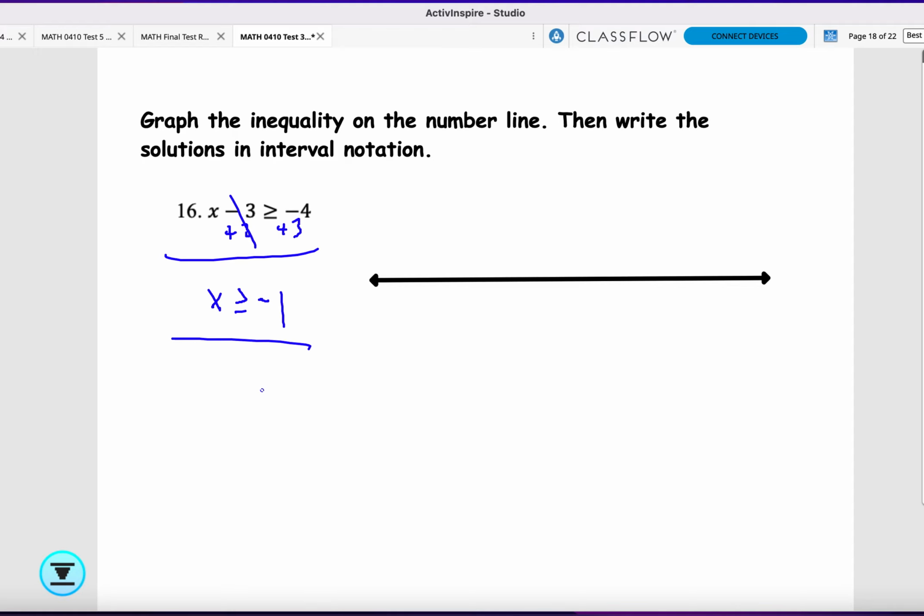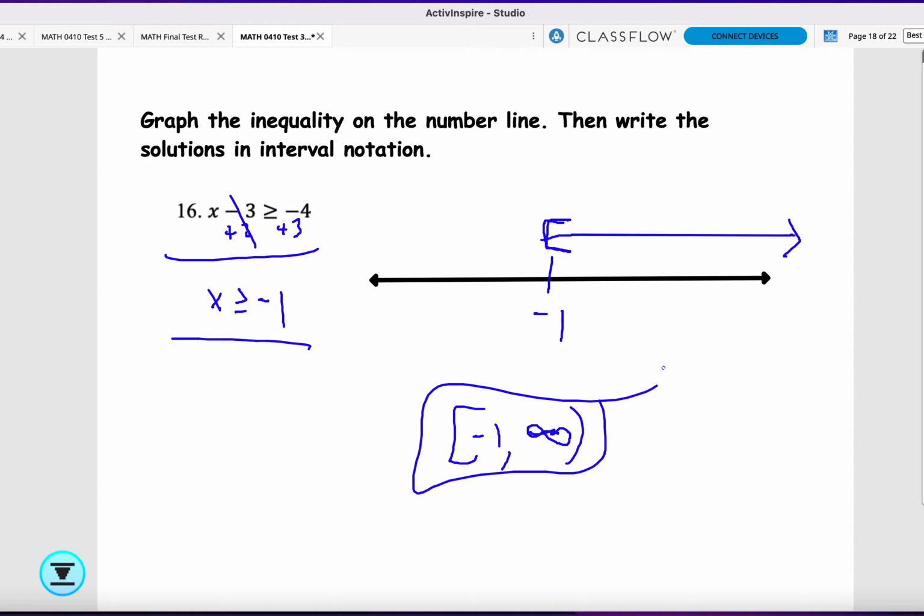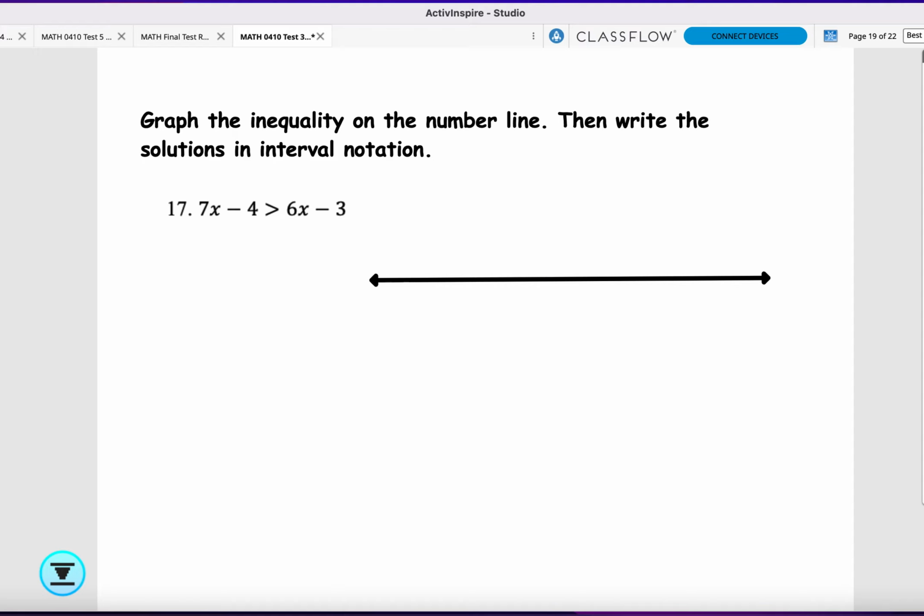So we want to graph this. Put negative 1 there, and it's greater than and equal to, so it's going to be a bracket. And it's greater than, so it'll be going all the way to the right. So the interval notation will be bracket negative 1 to positive infinity. And we are done.